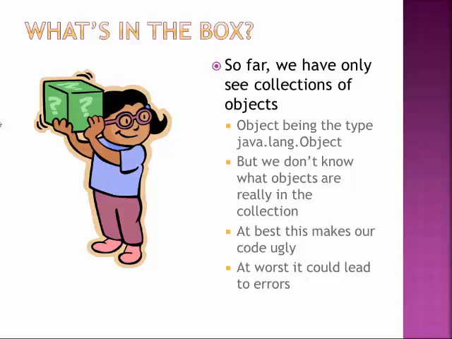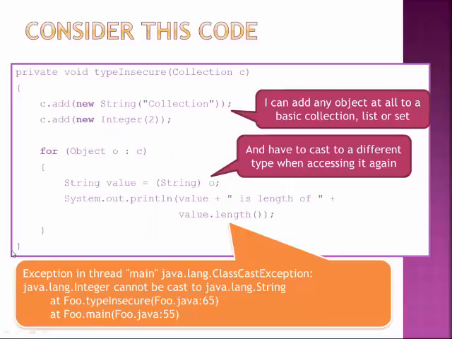We want to know what's in there. At best, if we use it this way, we have ugly code. At worst, we could end up with very error-prone code because we don't know what we're getting inside of there. It might just blow up at any given time.